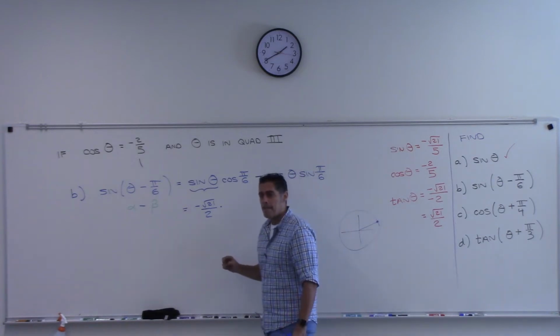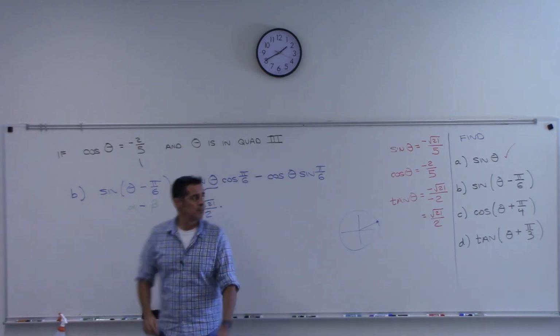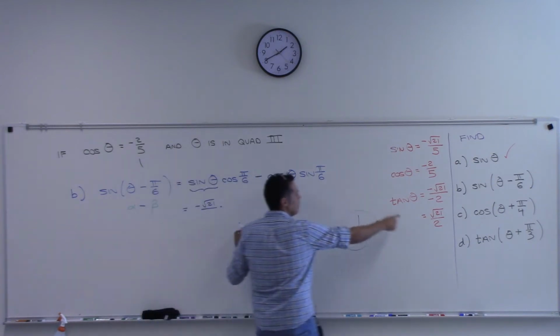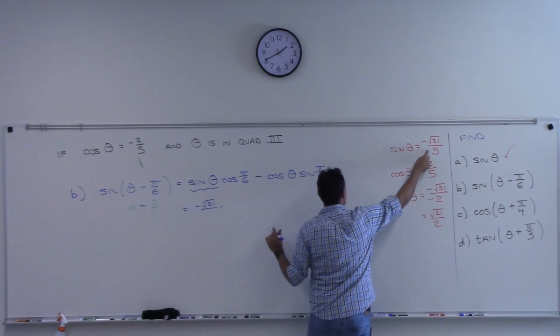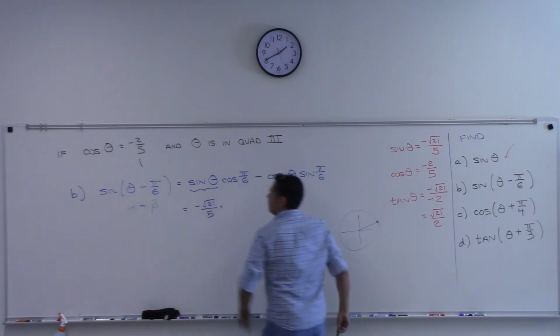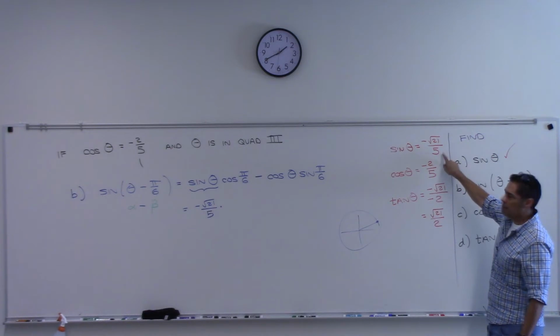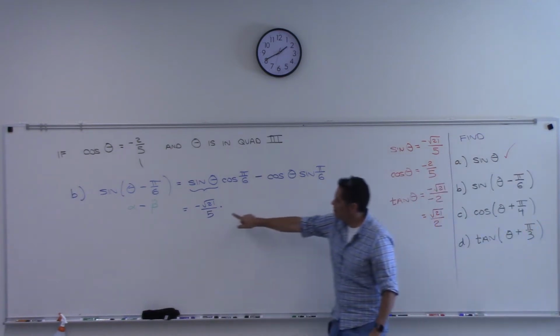I thought it was negative root 21 over 5. Did I not? Oh, I put 2. Sorry. I screwed up. All right. Thank you. That's sine theta.